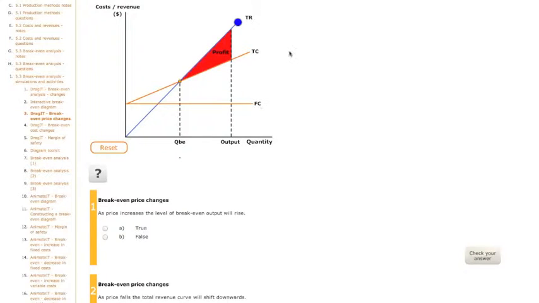So this is a cost and revenue chart here, and what we're going to be looking at is total revenue. And so as price increases, as we increase this price, the level of output will fall, and here's the level of output here. And as you can see, if we increase the total revenue, the level of output will fall. And so as price falls, the total revenue curve will shift downwards and to the right. And so that is total revenue there.